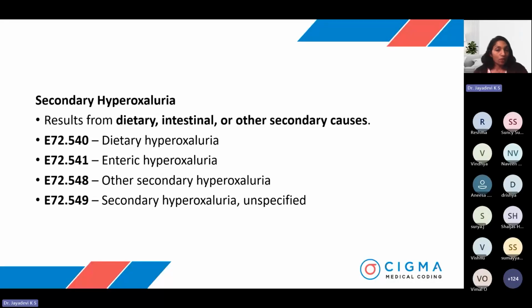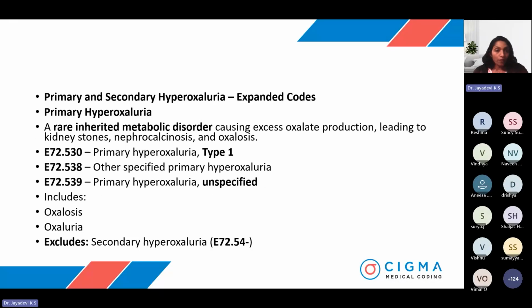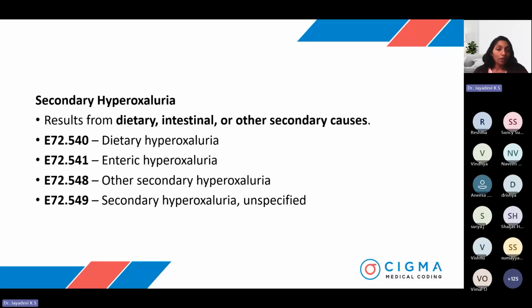Secondary hyperoxaluria. I've already told you hyperoxaluria is expanded as primary and secondary. The code for secondary hyperoxaluria, which results from dietary, intestinal, or other secondary causes, is in the E72.54 category, subcategorized as E72.540, 541, 548, and 549 for dietary, enteric, and other secondary, as well as secondary hyperoxaluria unspecified, respectively.